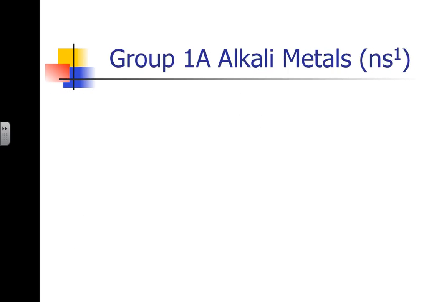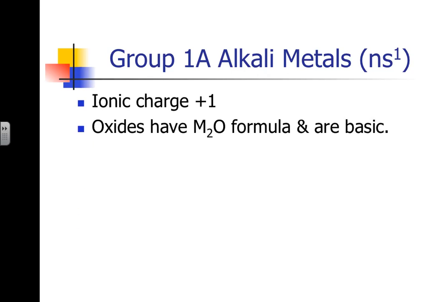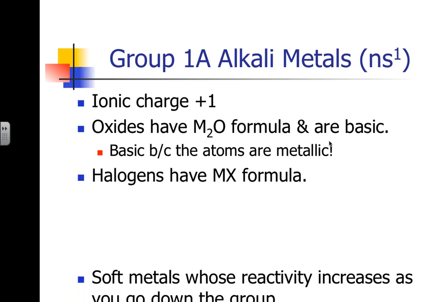To go with the rest of the group 1A metals, these are called alkali metals. To be clear here, n is energy level. So you could say it's a 1s1, but really what you're looking at is the s1 portion, that you have one electron in your s orbital, one valence electron, and that's your alkali metals. So they have an ionic charge of +1 because of that electron configuration. Their oxides tend to form this formula, which makes sense because oxygen is a -2 and they would be +1, so they form basic oxides. Basic oxides because the atoms are metallic.